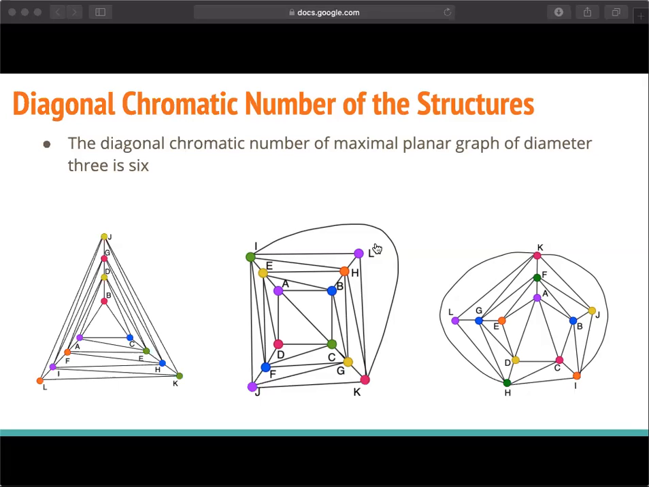So if we continue to expand this graph, the pattern stays the same, so that means that the diagonal chromatic number of this graph will always be 6. For the other graphs, if we were to expand them, then the diameter of the graph would change, and then the diagonal chromatic number would change as well. But in the way that I expanded and constructed the graph, the results ended being that the diagonal chromatic number of the structures is 6.